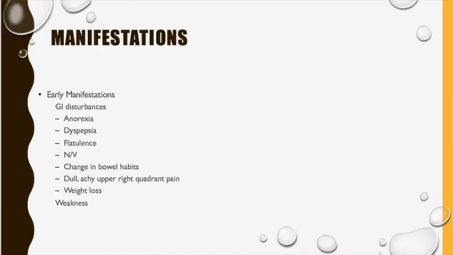The onset of liver disease is usually insidious. You start to see some early manifestations, GI disturbances being one of them, and again, it is because of that alteration in metabolism of carb, fat, and protein. You can see anorexia, dyspepsia, flatulence, nausea and vomiting, change in bowel habits, dull, achy upper right quadrant pain, weight loss, and weakness. You might also see diarrhea or constipation.